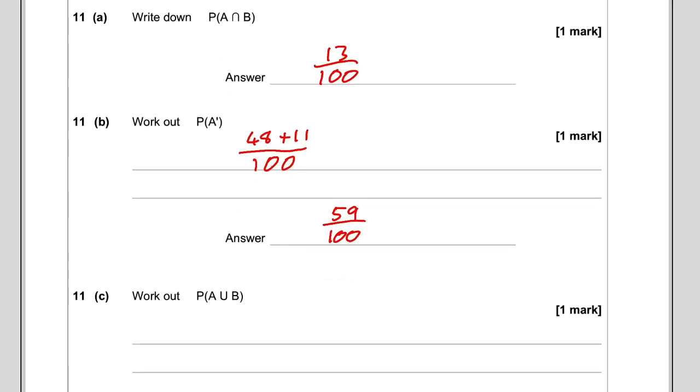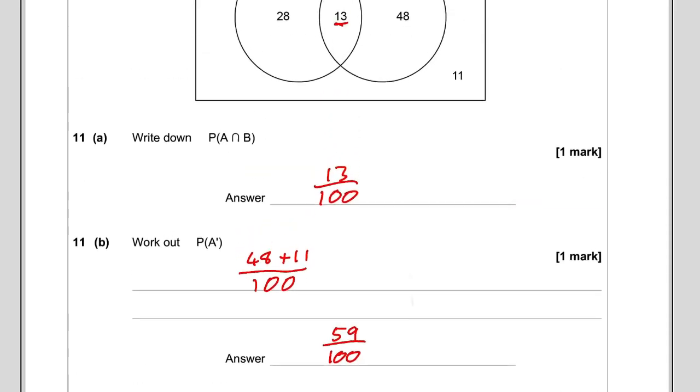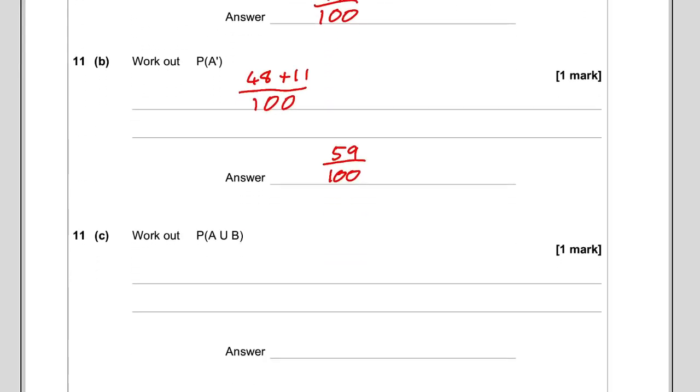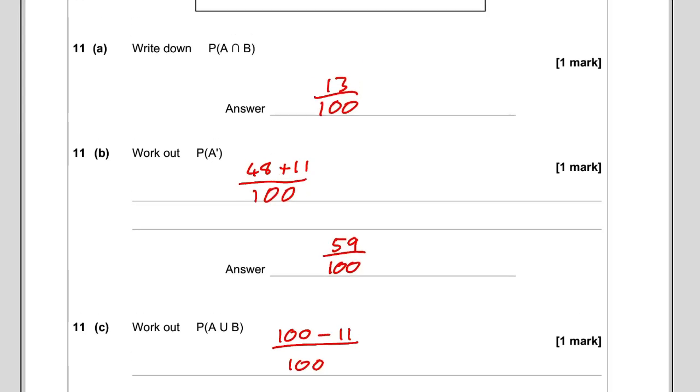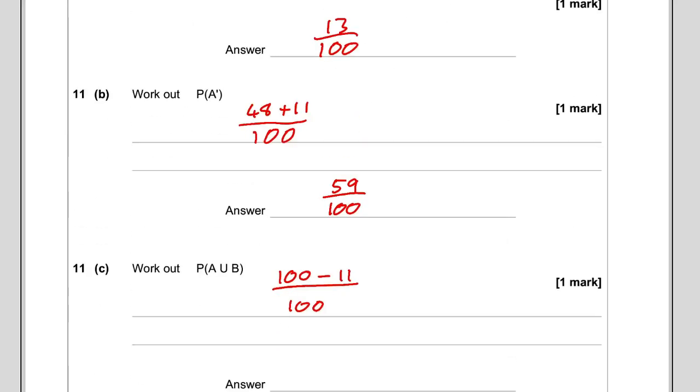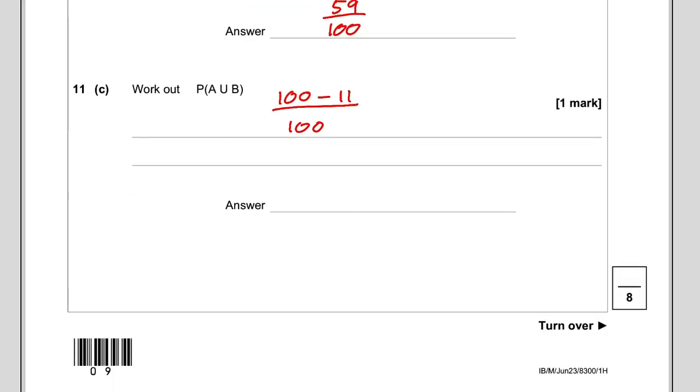Then work out the probability of A union B. That's everything that is within A and B. I'm going to take a mini shortcut here and say that it's 100 minus 11 over 100. Just to explain, all of them need to add up to 100, so rather than add these three numbers, I'm just going to do 100 minus 11. That gives me 89 out of 100.